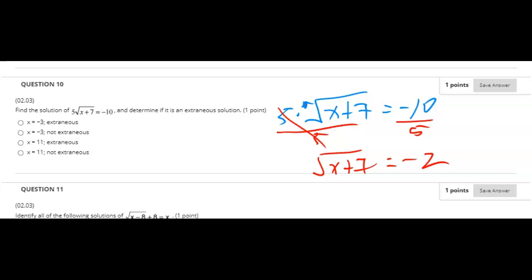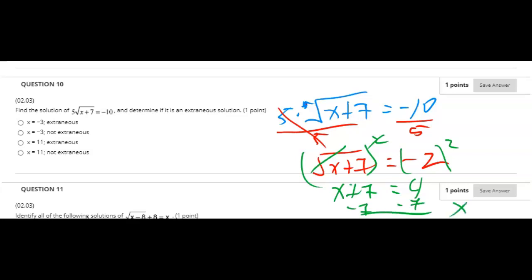Okay, and the next step is the inverse of square root, and the inverse of square root is squared. What you do to one side, you do to the other. Make sure you put in parentheses because the negative 2 is being squared. Not the 2, the whole thing is being squared. So opposites cancel out. x plus 7 is equal to 4, and subtract 7 from both sides. And we have x equals negative 3.